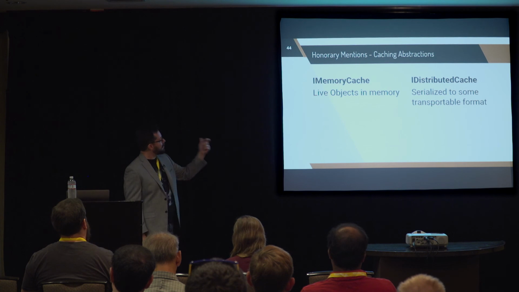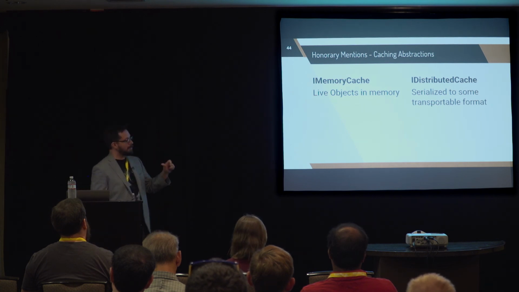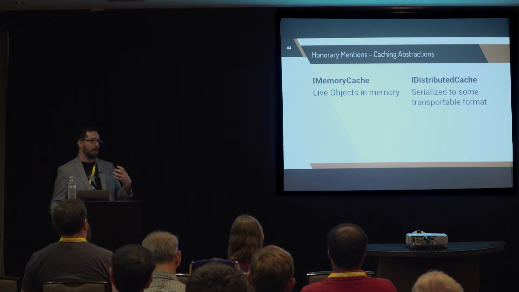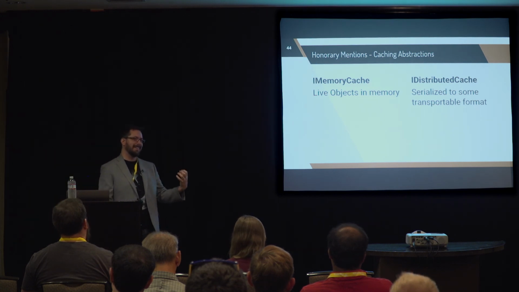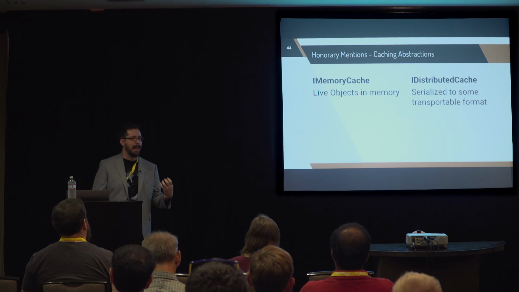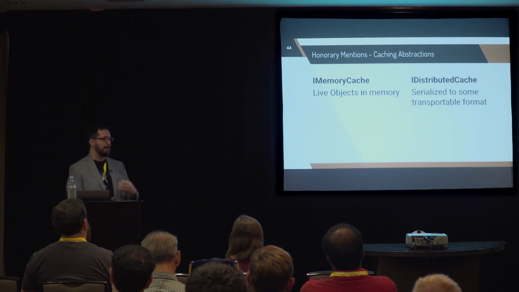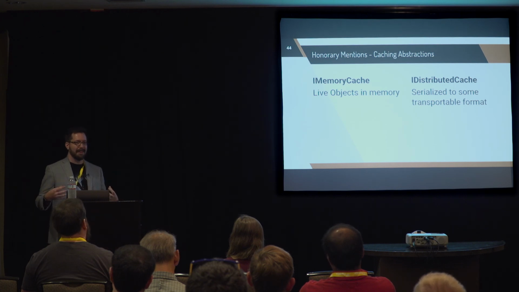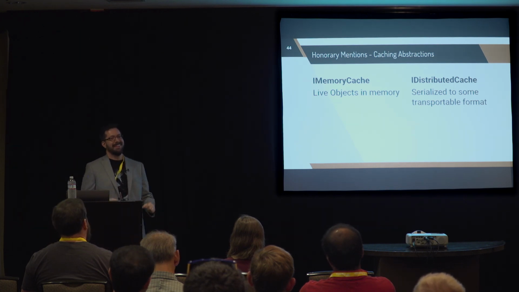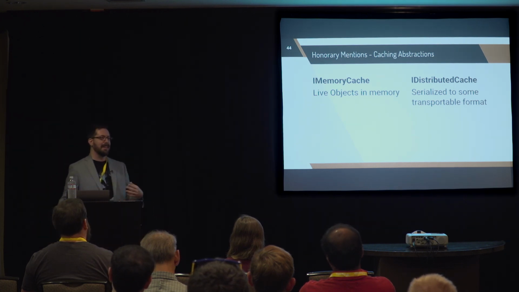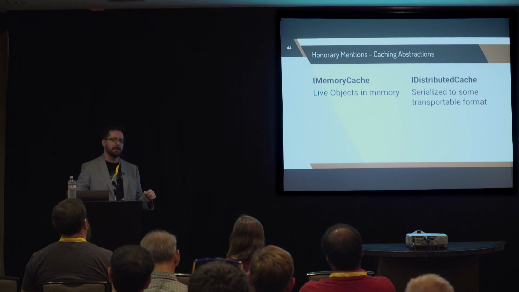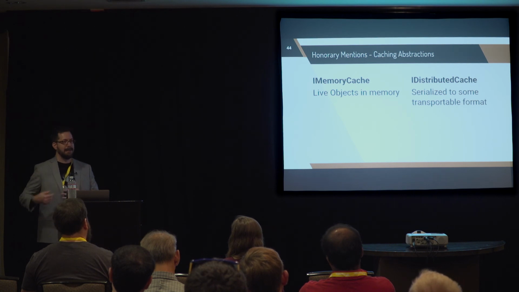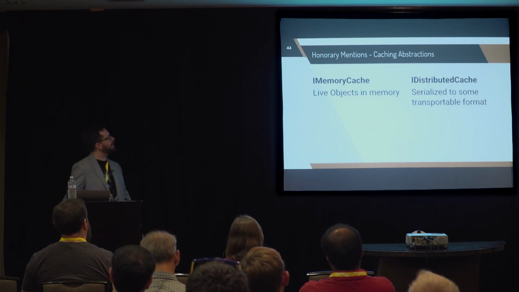I just think it's important to note that Microsoft has made a distinction between caching mechanisms. You have a memory cache, which stores live objects, versus something that might be distributed. Now they have an implementation, which might be a little confusing, called IDistributedMemoryCache. But that's really just to treat it as if you're developing on your local machine and you want to act like you have a distributed cache, but have it be in memory. That's what that interface is for.